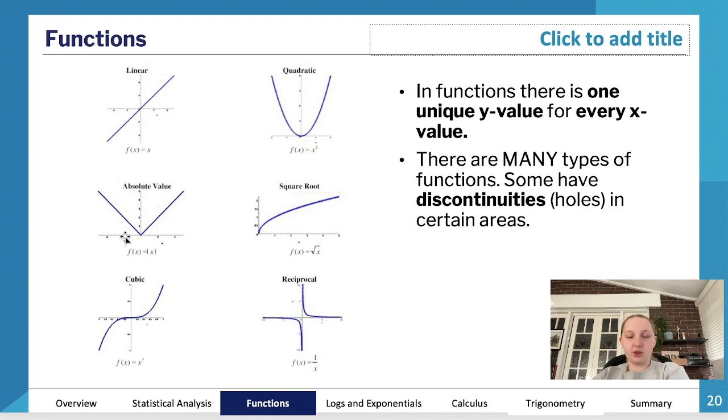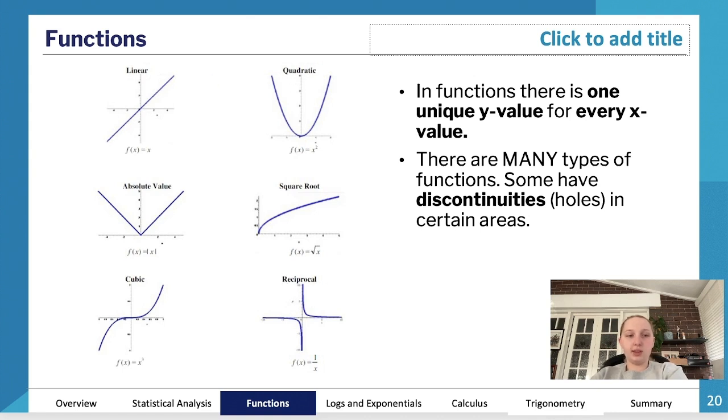Same thing with the absolute value. You'll see that there are two x values that hit each y value. That's completely fine as long as each x value only has one y value. It doesn't matter how many x values each y has. So that's a little bit confusing to think about, but bear with me. Same thing, square root function, each x value's only got one y. Our cubic, each x value's only got one y value. And same thing that we've discussed about our graph of the reciprocal as well.